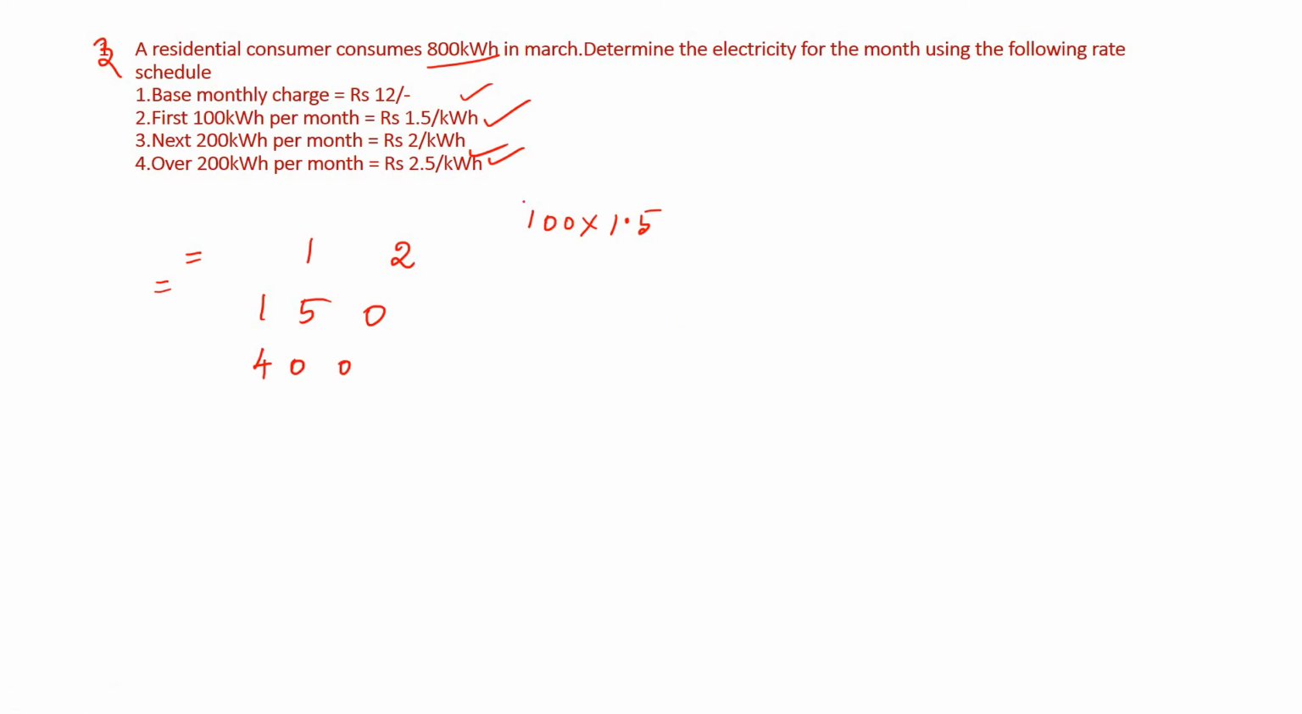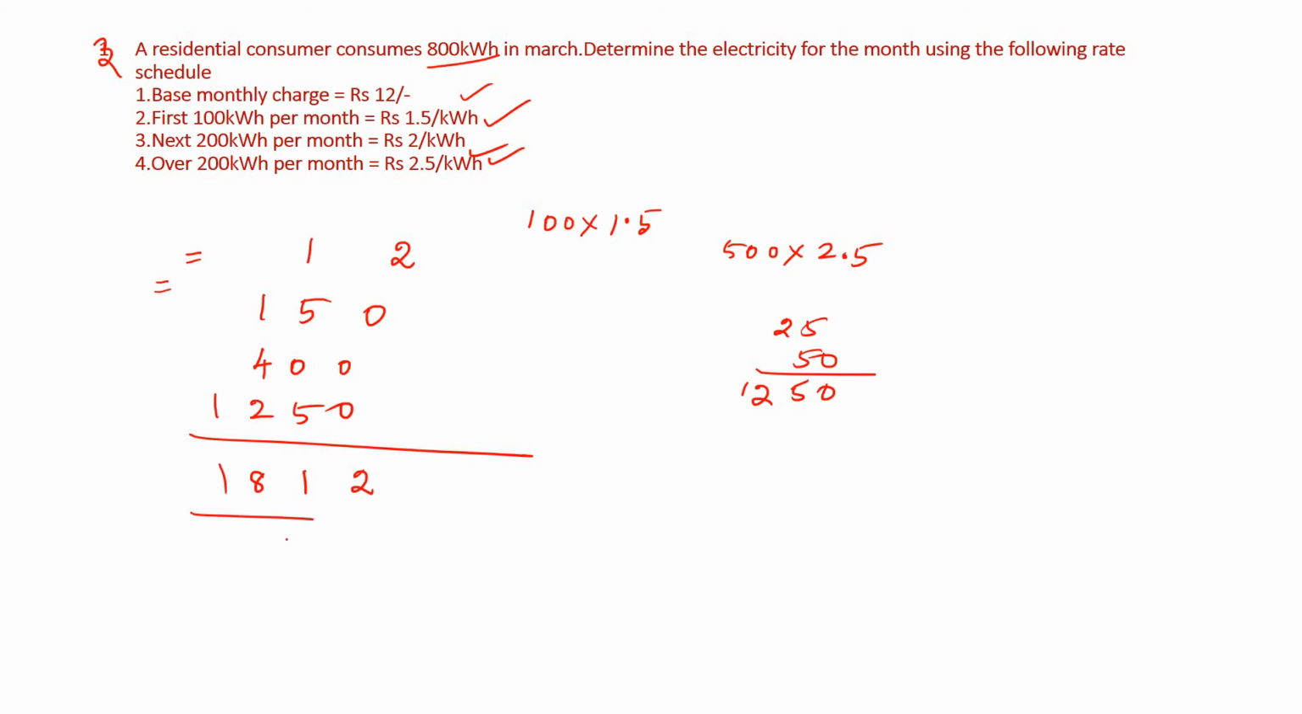Over 200 kilowatt hour per month is rupees 2.5. So that is already 300 is over. 800 minus 300, that is 500 into 2.5. So 25 into 50, 1250. Add all this together, 1812. 1812 is the electricity charge for a month.